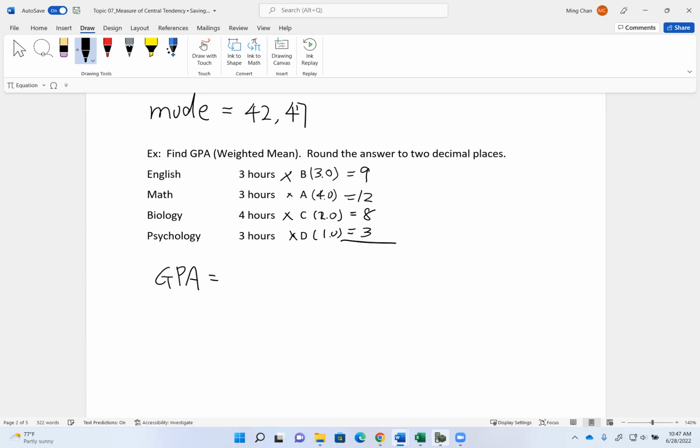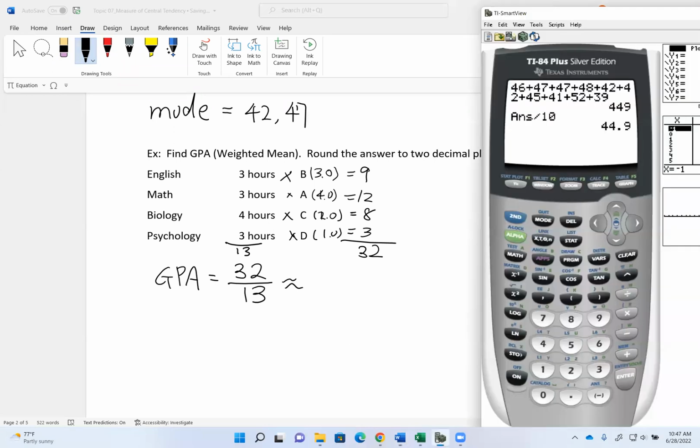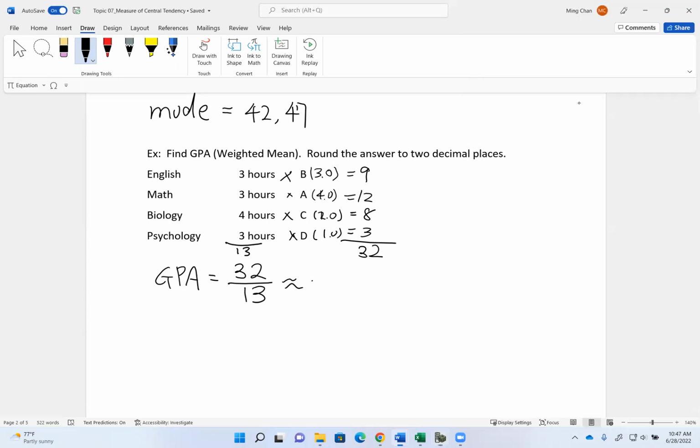So GPA is to take the sum of all these points that we earned from the classes. I call them points. I don't know the official name for them. You add all this up, 9 plus 12 plus 8 plus 3. If you add them all up, you should get 32. So you take the total points you earned, divided by the total credit hours. Not divided by the number of classes you take, but divided by the credit hours, because not every class weighs the same amount. Your total credit hours for the semester here is going to be 13. So total points earned divided by the total number of credit hours will give you the GPA. Two decimal places for the GPA. So your GPA is about 2.46. All right, so that's how we find GPA.